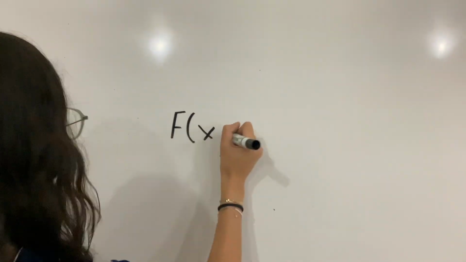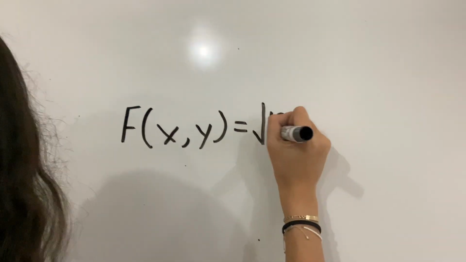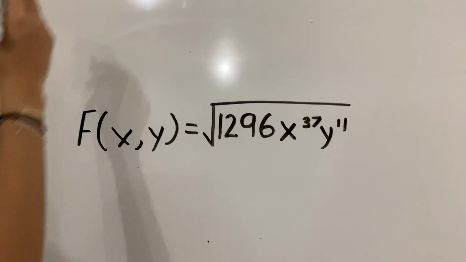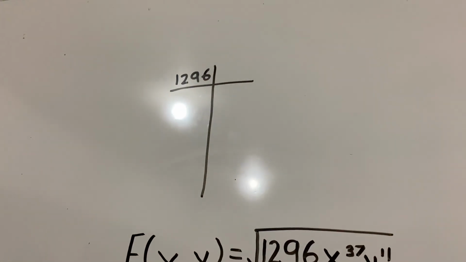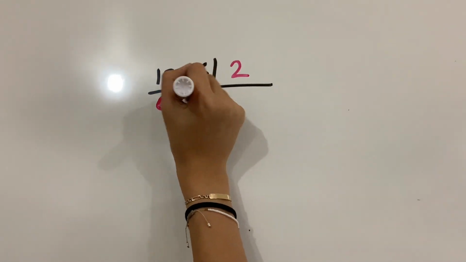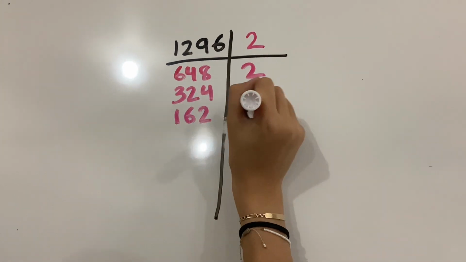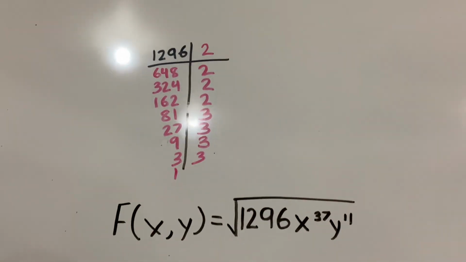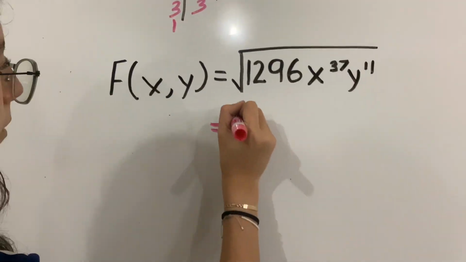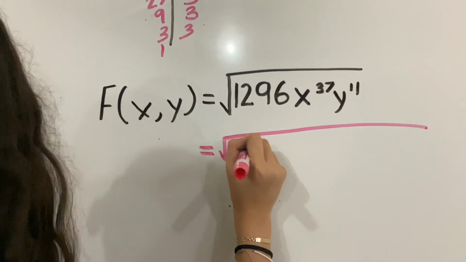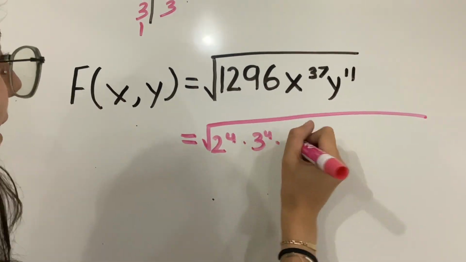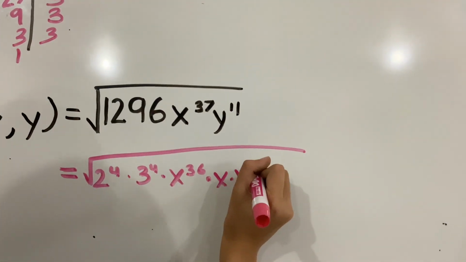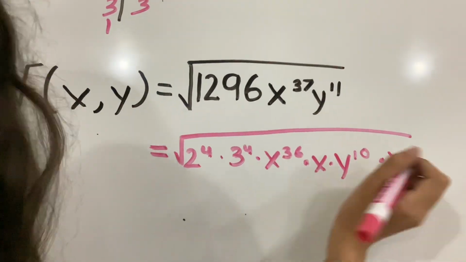Now I'll be showing you how to solve an irrational function, which is similar to the problem we just did. First, let's do the prime factorization of 1296. Remember to use the prime numbers. So now we will rewrite 1296 as its prime factors and break down x to the 37 and y to the 11 like this, so they can also be multiplied by 1/2.